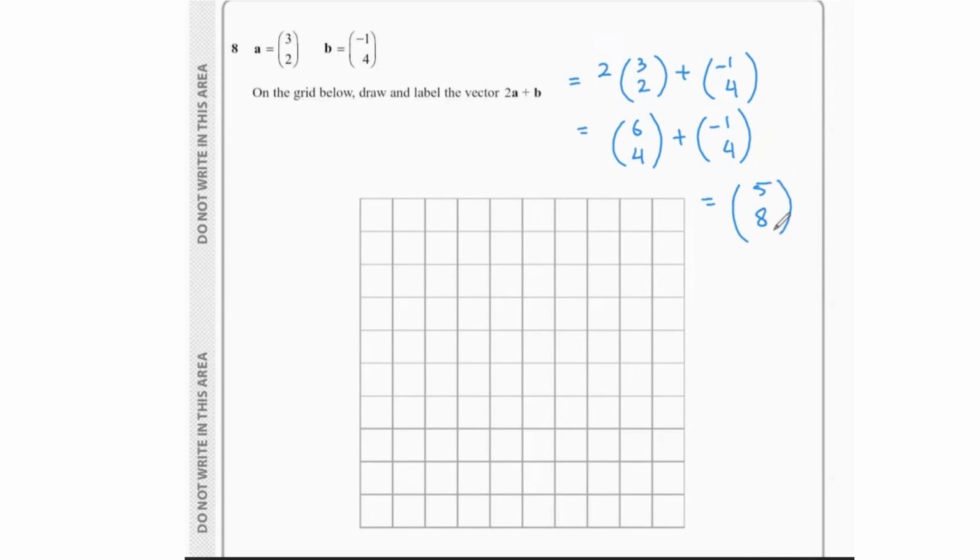So this is the vector that we need to draw. We start from over here. We're going 5 units to the right, so 1, 2, 3, 4, 5. And we're going 8 units up, so 1, 2, 3, 4, 5, 6, 7, 8. This is your vector 2a plus b.